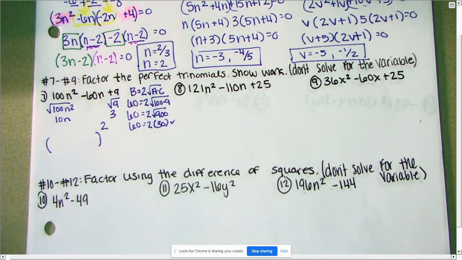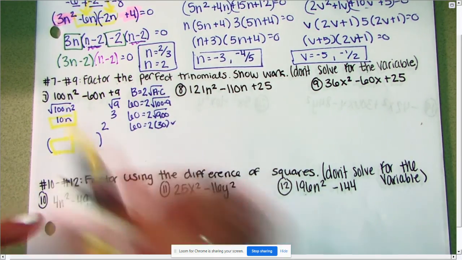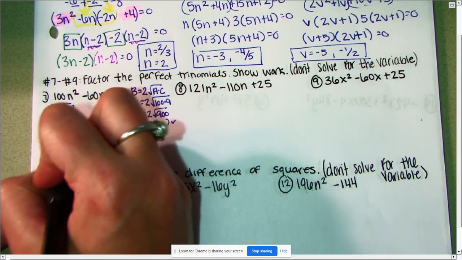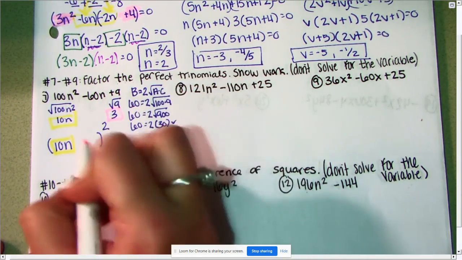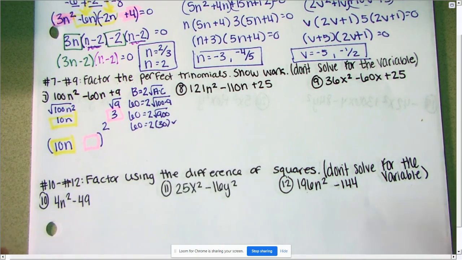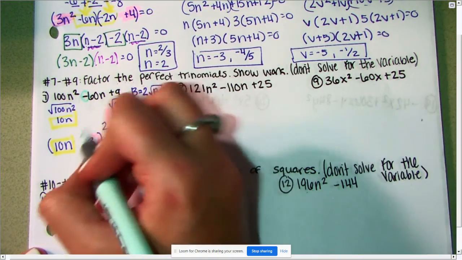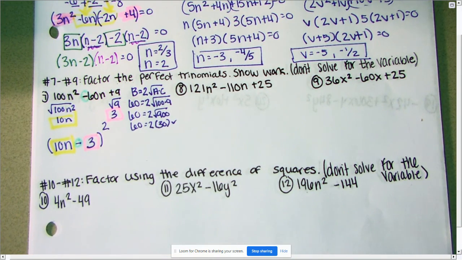The way that you get your first term is by taking what the square of the first one was. So the square root of 100n squared is 10n. Then you have the square root of 9, which is 3. Again, we're not dealing with the sign yet. The way that you determine the sign is always based on what the sign of b is. So the sign of b is negative, which means the negative goes here. So 10n minus 3 squared.